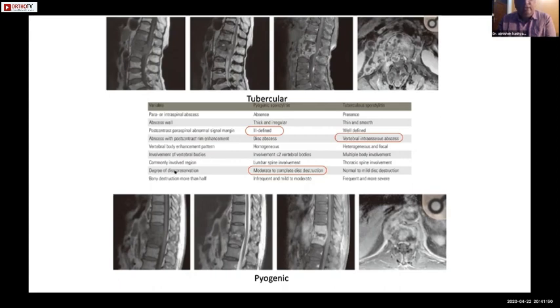The other thing which is seen is disc destruction. Pyogenic spondylodiscitis usually starts in the disc, as compared to tubercular, which starts from the vertebra, from the end plates. So the disc is usually preserved in tubercular spondylitis as compared to pyogenic spondylitis. Bony destruction is very common in pyogenic spondylitis as compared to tubercular spondylitis.